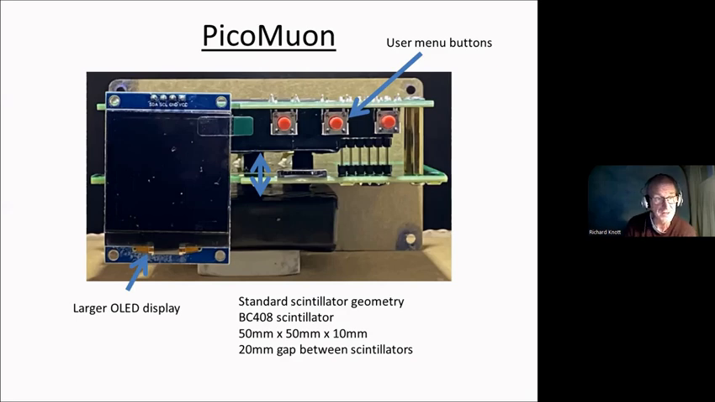The lower PCB, the main PCB, accommodates most of the electronic circuitry, but also has two overlaying coplanar scintillator assemblies, still nominally 5 centimeters by 5 centimeters by 1 centimeter, that are separated by a standardized 2 centimeter gap. So each detector will have the same geometry.